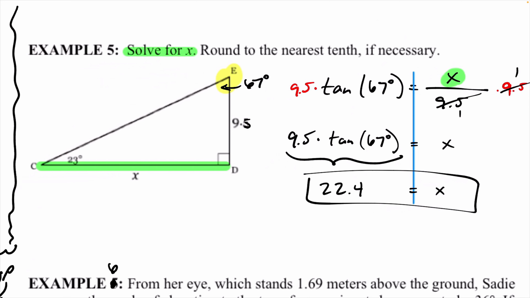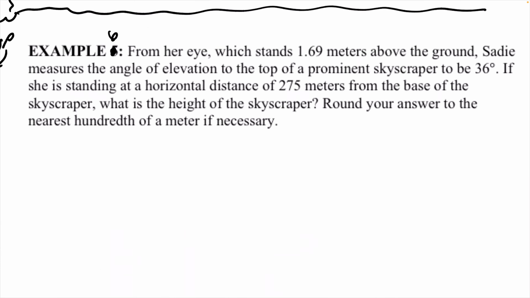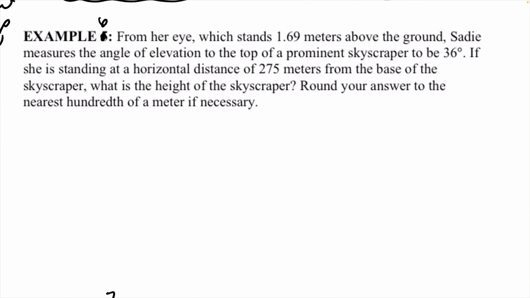Sometimes they give you the triangle. They're nice and they give you the triangle. Sometimes they don't. So for 6 and 7, they do not. Okay, so here we go.